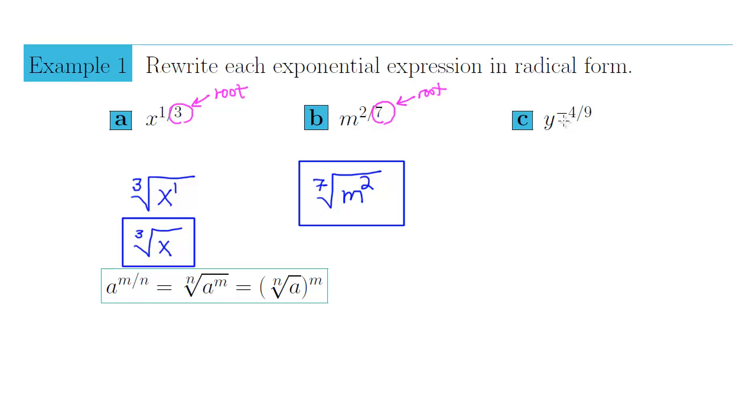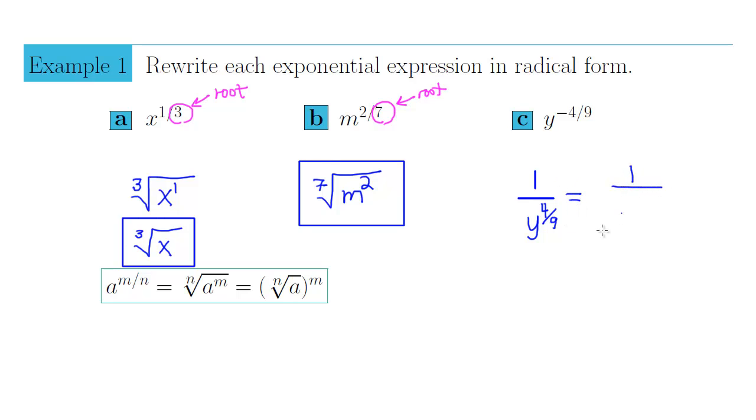And how do we do that? The negative exponent simply takes our base and inverts it, right? So when we have y raised to the negative 4/9, that's equivalent to 1 over y raised to the 4/9 power. That's by the definition of negative exponents. Now we can convert this into radical form.